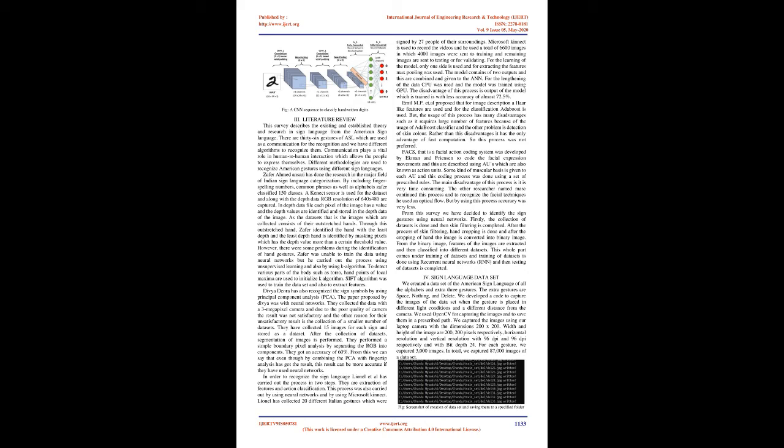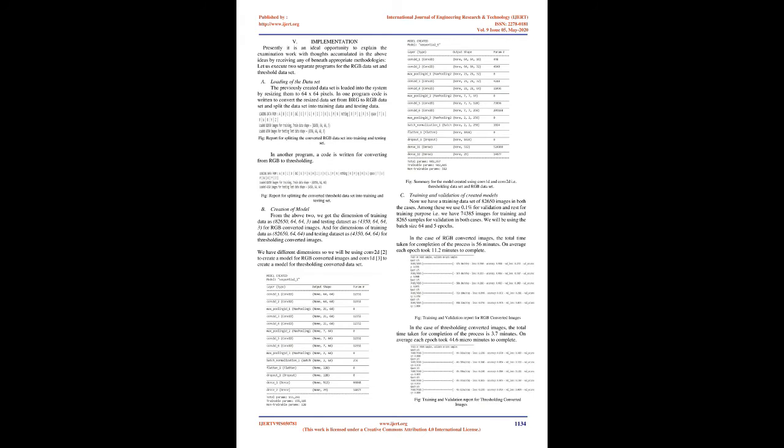Divya Deora has also recognized the sign symbols by using principal component analysis, PCA. The paper proposed by Divya was with neural networks. They collected the data with a 3-megapixel camera, and due to the poor quality of the camera the result was not satisfactory. The other reason for their unsatisfactory result is the collection of a smaller number of data sets. They collected 15 images for each sign and stored them as a data set.